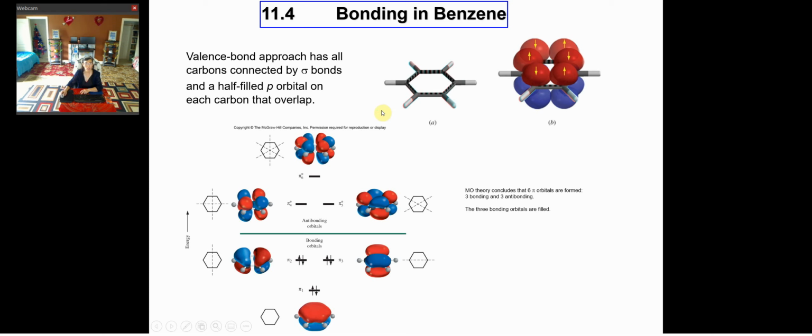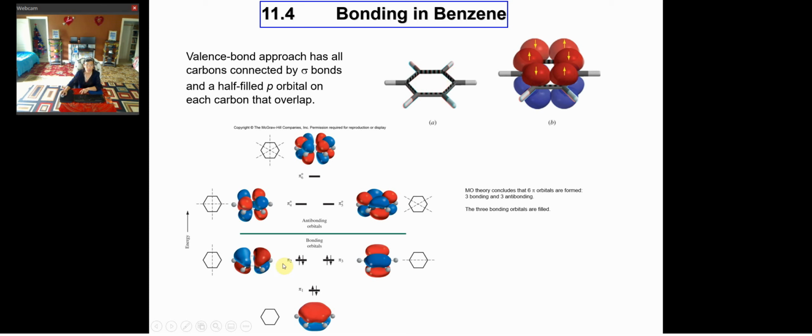The first structures, A and B, show you the valence bond approach. The valence bond approach has all the carbons connected by sigma bonds and also connected by pi bonds. Each p orbital is half filled, and they are going to overlap with each other. So what you form is essentially called a pi bond. So you have 6 carbons, 1, 2, 3, 4, 5, 6 carbons. They have 6 pi bonds. This 6-carbon benzene is a planar structure.